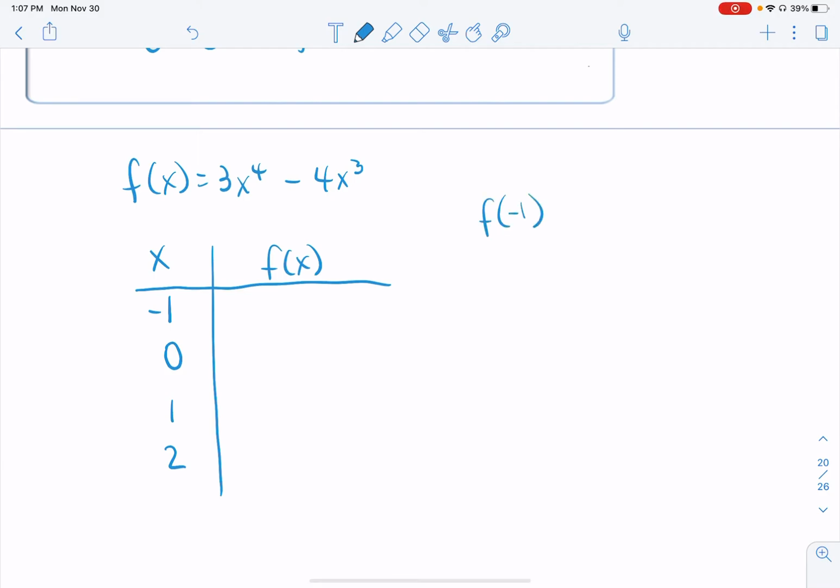f of -1. I don't plug it into the derivative. Why would I not do that? Because I just get 0. Well, except at -1 and 2, I wouldn't necessarily get 0 there. I want to see what the y values are on the original function.